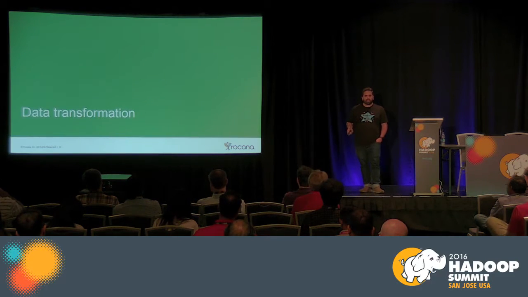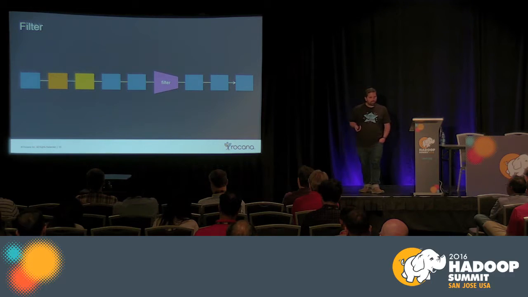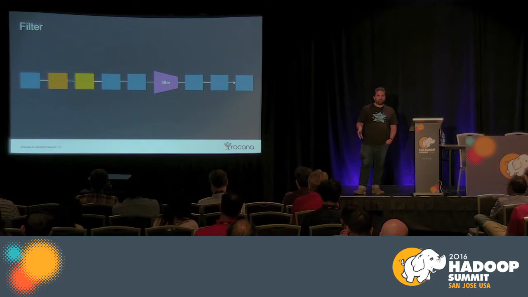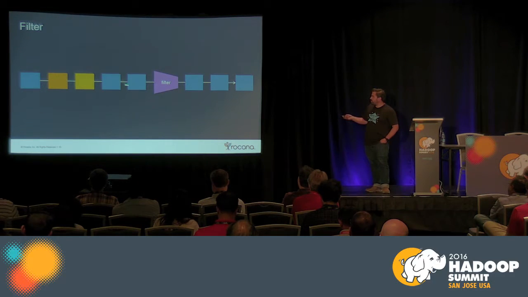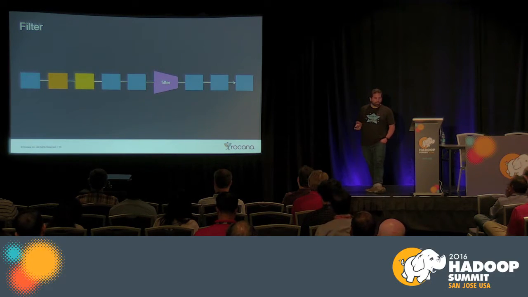All right, so let me get back to data transformation. Just as a reminder, filter is the first stage of data transformation. That's where you're basically taking your stream of records that are coming in all sorts of different colors and dropping everything but the blue records, because blue is the best color.